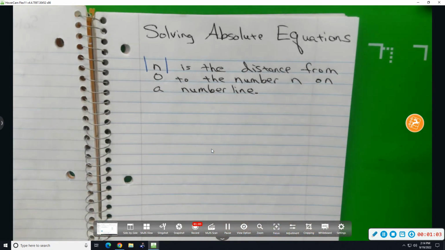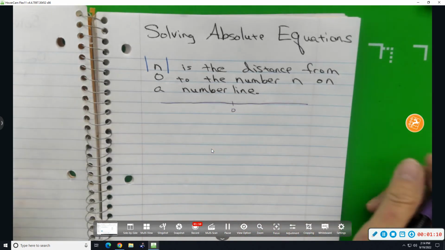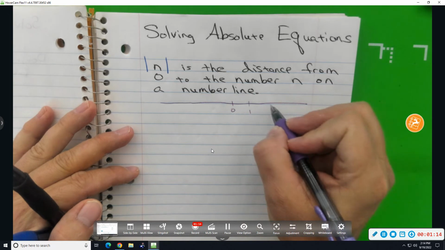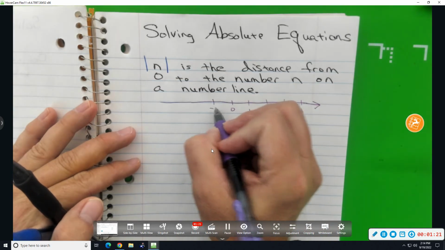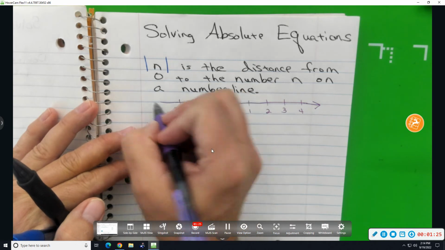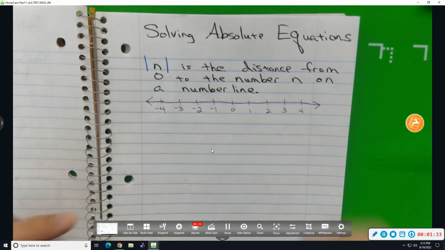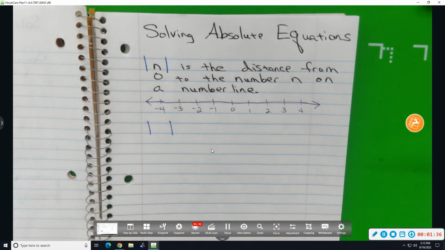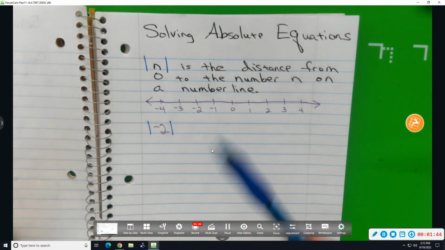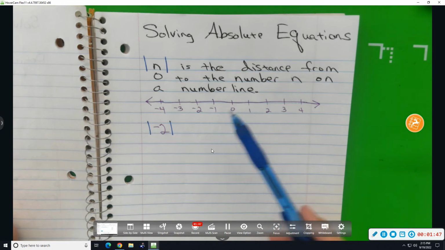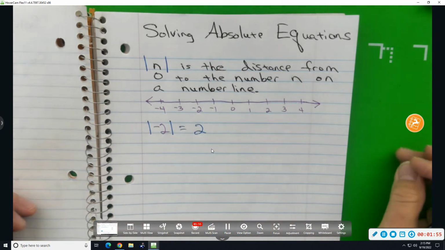When we think of a real number line, we think of 0 right there in the middle, and to the right our numbers are positive, and to the left they're negative. So if we wanted the absolute value of -2, how far is -2 from 0 on a number line? Just count the number of units. 1, 2. The absolute value of -2 is just 2.